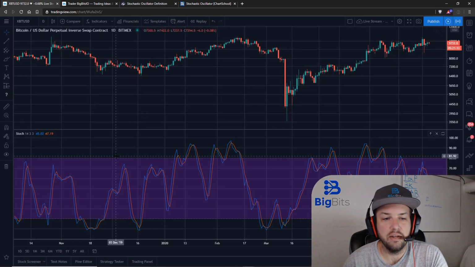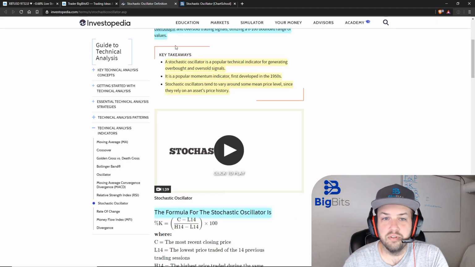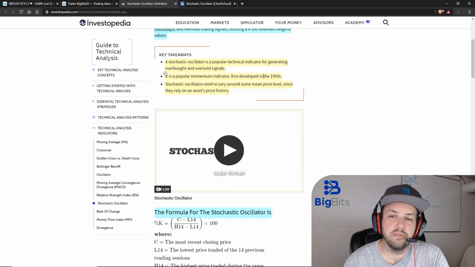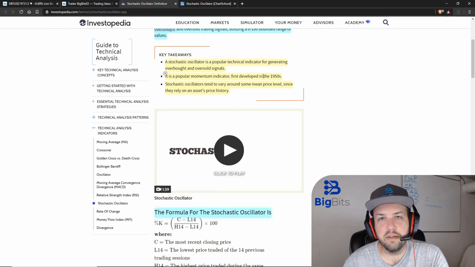So going back to the indicator, overbought would be anything above 80, oversold anything below 20. It sounds very simple if you think of it that way, and easy to trade if you just buy oversold and sell overbought, but it's not quite that easy. So it's a popular momentum indicator. It was first developed in the 50s. There's some more information about that later in the article, but we're just going to skim over that.